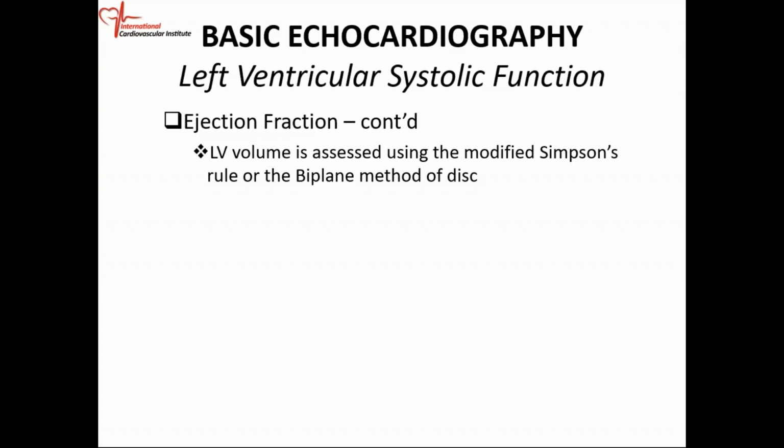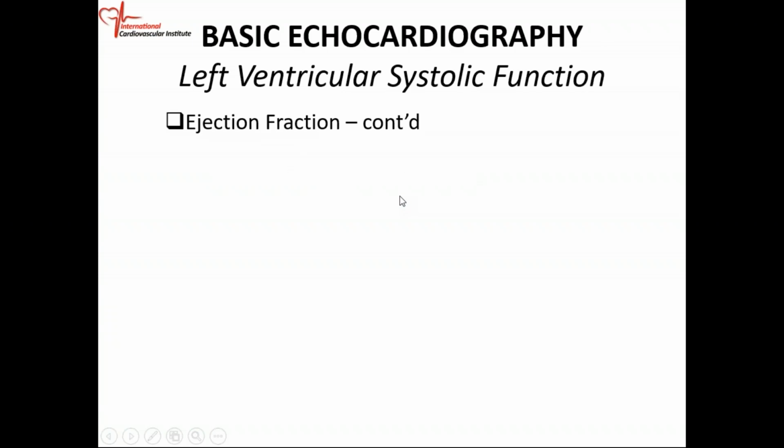The computer in your echo machine will convert these into volumes, and it will give you an end diastolic volume, and it will give you an end systolic volume. And the computer knows to subtract from the end diastolic volume the end systolic volume and divide it by the end diastolic volume. So it automatically gives you an ejection fraction. The method that the computer uses is called the modified Simpson's rule, or the biplane method of disks. And again, you have to remember this.